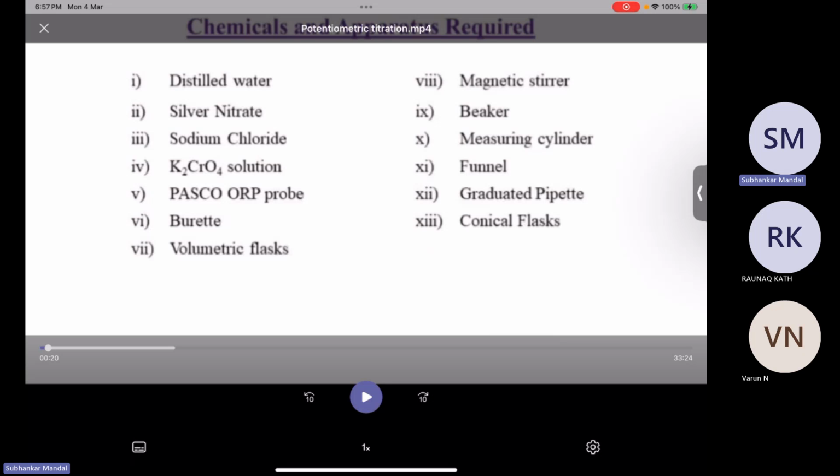So I can see what chemicals are required. Distilled water, and silver nitrate, because if you use silver nitrate with different types of halide salt, silver chloride and so on will form as a precipitate. And potassium chromate, that is the indicator, and the Pasco ORP probe, which is the potentiometric electrode. Whatever electrode, I think the professor also discussed in the class, there is a 10,000 or 15,000 electrode available which is user friendly and you can carry. So that is one electrode, the Pasco ORP probe electrode. And a burette and volumetric flask are all required.